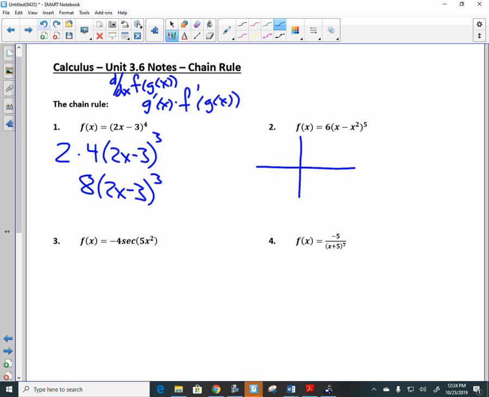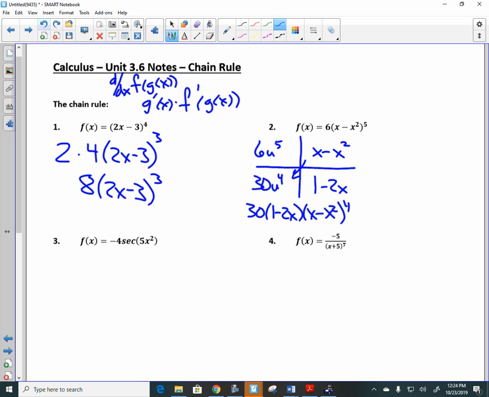What is the outside function? 6u to the fifth. What's the inside function? x minus x squared. So when we take the derivative of the inside, we have 1 minus 2x, and the derivative of the outside, 30u to the fourth. Now I can distribute this 30 through to the 1 minus 2x, or we could just leave it out front. I'll have 30 times 1 minus 2x times x minus x squared all to the fourth power.